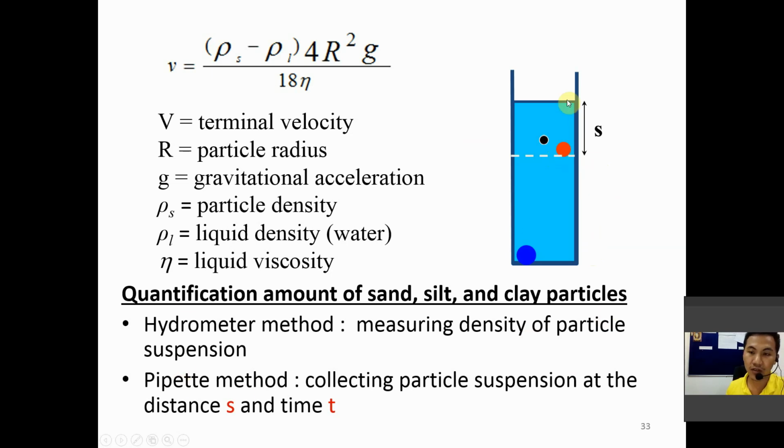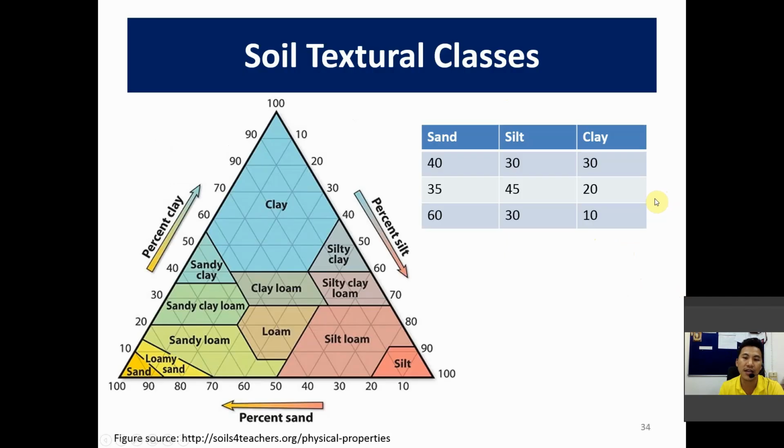For the pipette method, you just collect the suspension up here at the time that you know is the time for silt or clay hanging out here. That way you can dry up the suspension and leave just the particles you're interested in. Finally, you can separate the sand, silt, and clay fractions, and you can make a percentage. Once you sum them up, you get 100% of all the different soil particle sizes. And here, for instance, you have sand 40, silt 30, and clay 30.